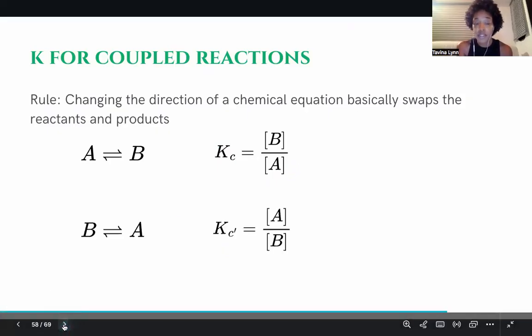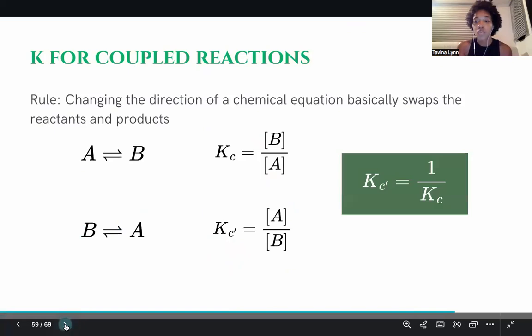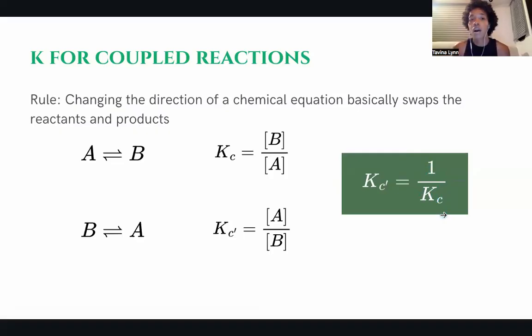So this is our equilibrium constant expression in the forward direction. In the reverse, right, we go from B to A, and so our equilibrium constant would be the concentration of A over B. And we denote the equilibrium constant for the reverse direction as Kc prime. So the general formula that we would use for an equilibrium constant of a reverse reaction is 1 over the equilibrium constant expression of the forward reaction.